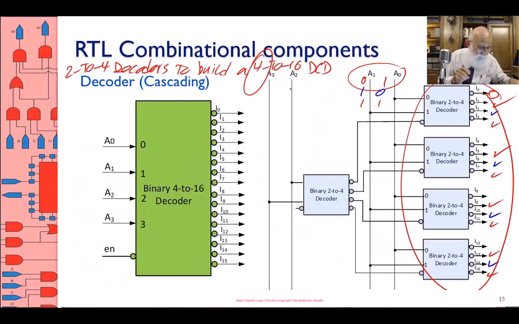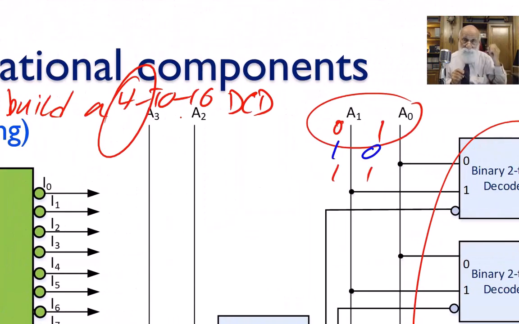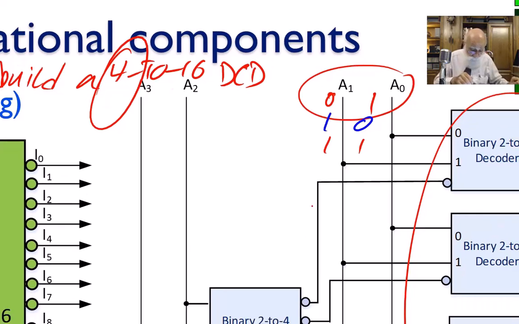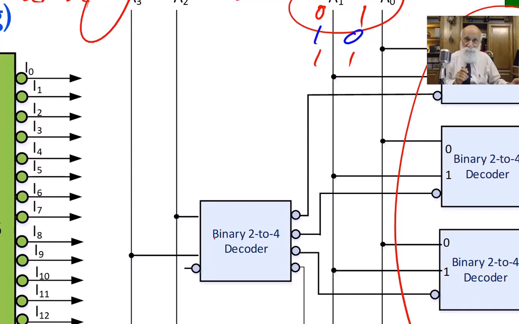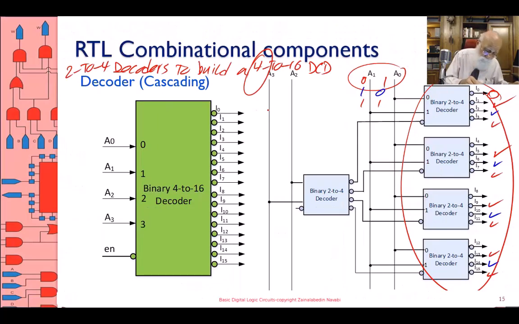Okay? So I say this. Let's take A3 and A2 and connect those to a new decoder, a 5th 2 to 4 decoder. If A3, A2 is 0, 0, the upper output of this binary 2 to 4 decoder is active. Okay, so let's do the same thing here. If this is 0, 0, this is going to be active.